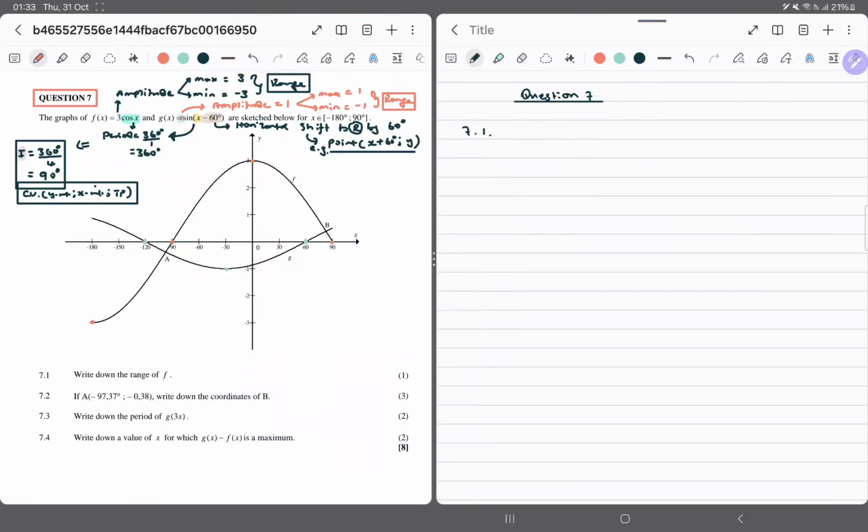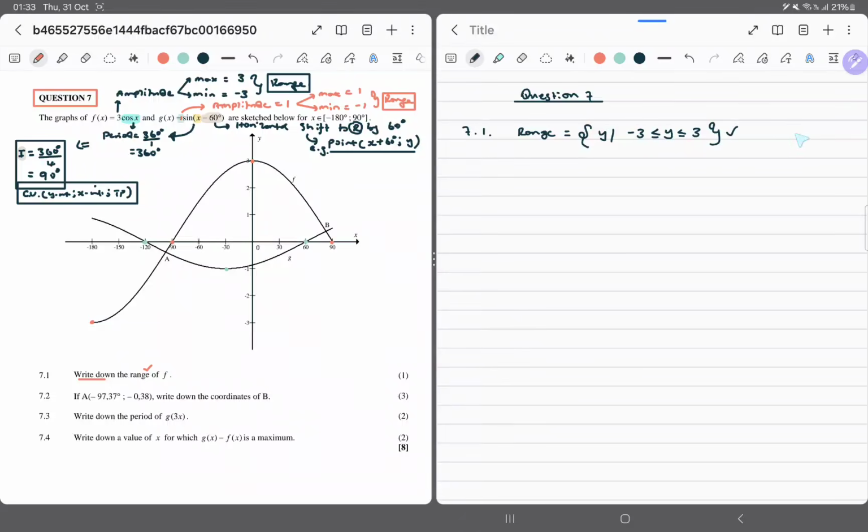It says write down the range. Can you see? Write down the range of f. What did we just do? We dispelled it right there. So we can just say range is equal to a set of y values such that y is less than or equal to the maximum, greater than or equal to the minimum.